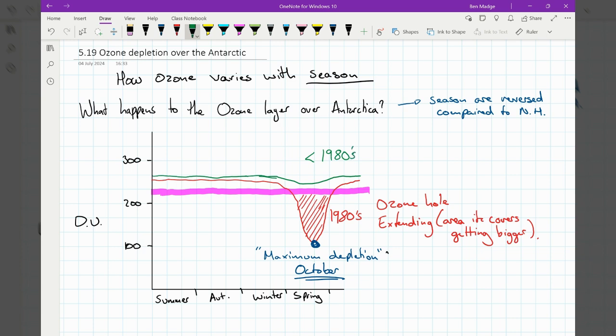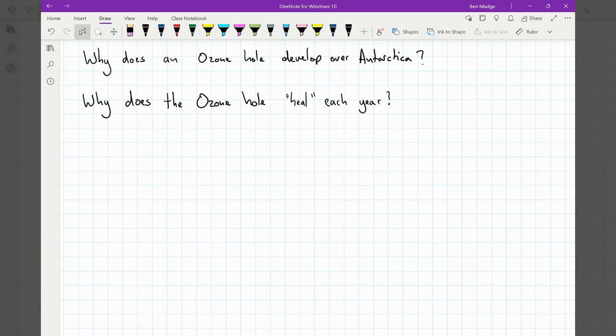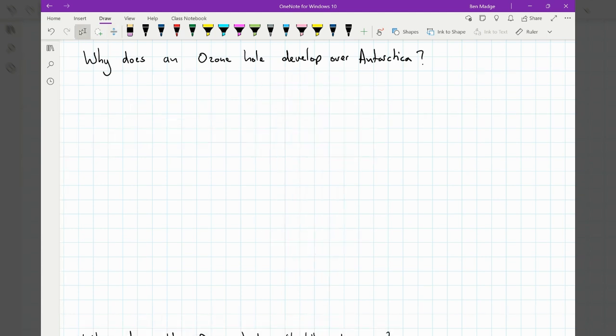Okay, so why does an ozone hole develop over Antarctica? Why was it getting bigger? Why was it extending over the rest of the planet? So the first thing we have to look at is some preconditions that are unique to Antarctica. And they are seasonal.